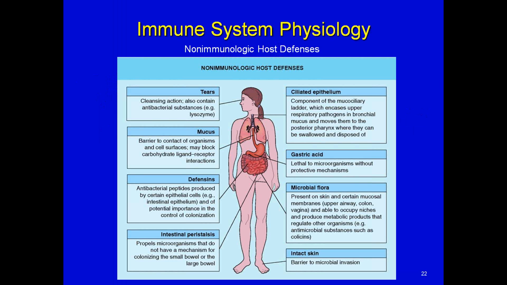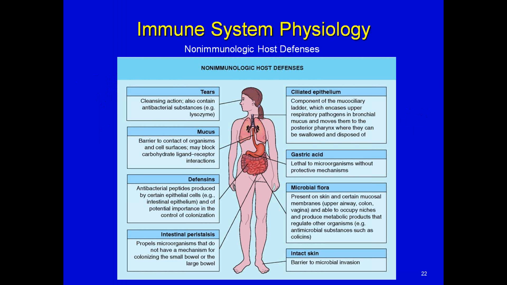Defensins are antibacterial peptides that are produced by epithelial cells of the intestine, and they help control colonization, and that's the reproduction of lots of bacteria. They can prevent the bacteria from setting up a colony in your GI tract. Certainly that's a good thing. Intestinal peristalsis is what propels the microorganisms that do not have a mechanism for colonizing into the small bowel and then into the large bowel and then out.